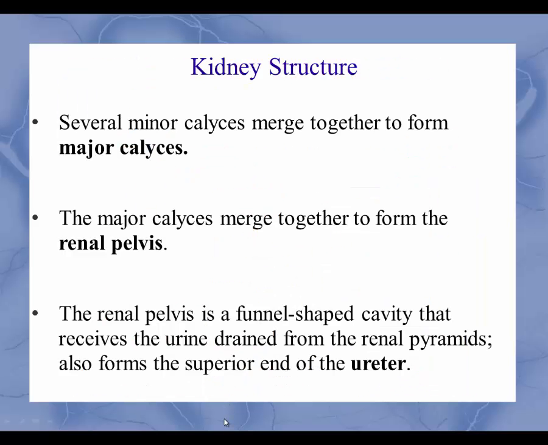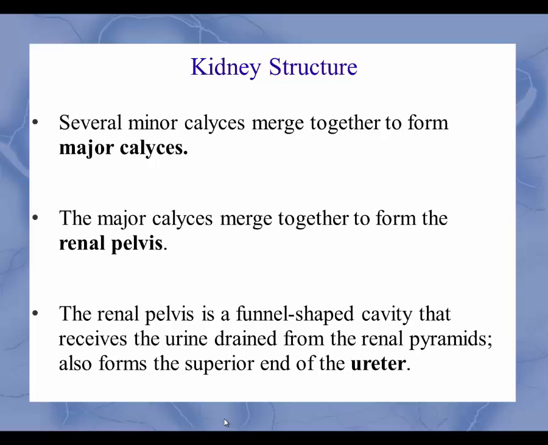From there, multiple minor calyces merge together, forming a major calyx, or major calyces. These major calyces will merge with each other to form what's called the renal pelvis. This is a basin in the middle of the kidney, almost a funnel shape. This will help drain the urine from all the pyramids that's been collected. And the pelvis is actually the very top part, the superior end of the ureter.